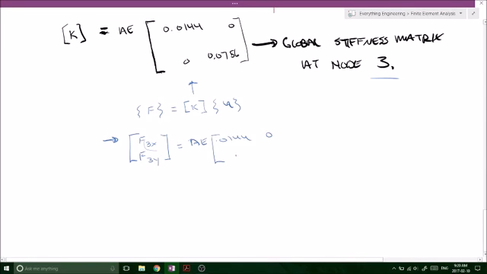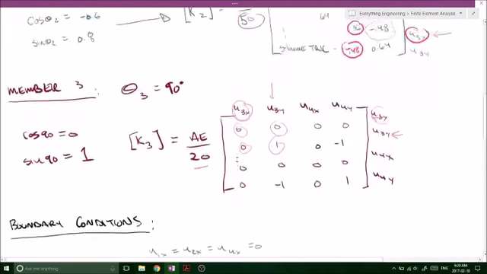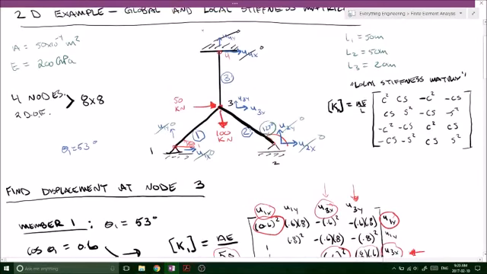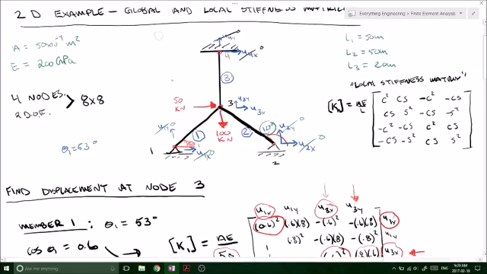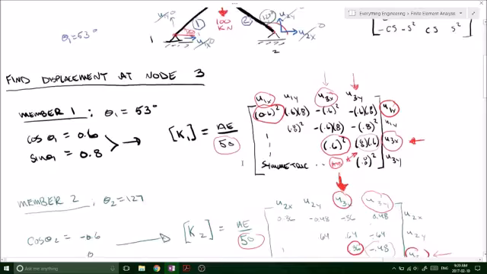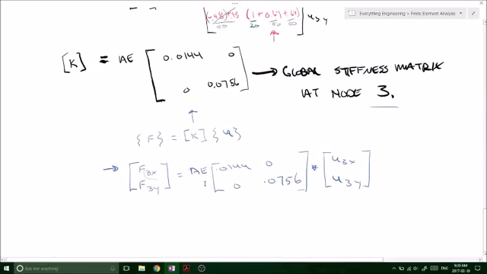So putting in our global stiffness matrix at node 3, this is what we get. And remember, AE is constant, so I'm leaving those out for now. And now we're multiplying by U3x and U3y. And looking back at our original problem, in the picture we've shown that we have a 50 kilonewton applied force in the x direction and a negative 100 kilonewton applied force in the y direction. So let's plug this into our equation, 50, 100.